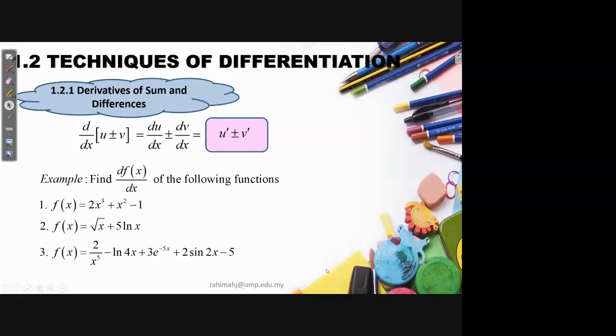Okay, so you can solve the slides in our worksheet. Okay. So let's proceed to techniques of differentiation.